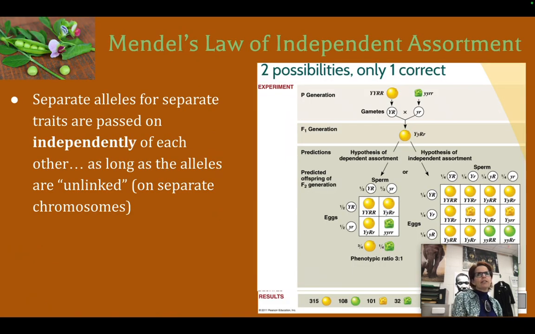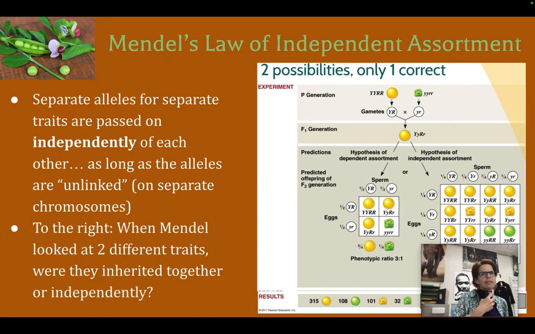And then his law of independent assortment says separate alleles for separate traits are passed on independently of each other, as long as they aren't linked on the same chromosome. If they're on the same chromosome, he didn't know that. If they're on the same chromosome, then they do get transferred together.